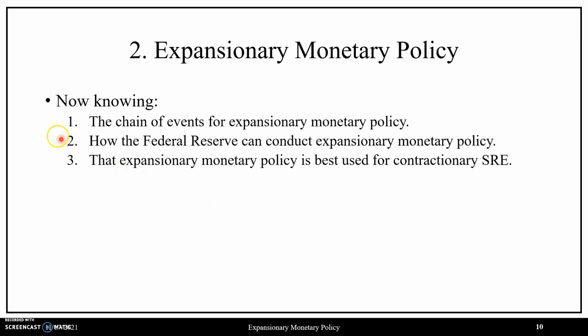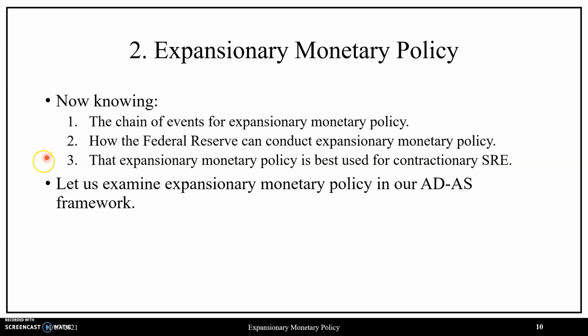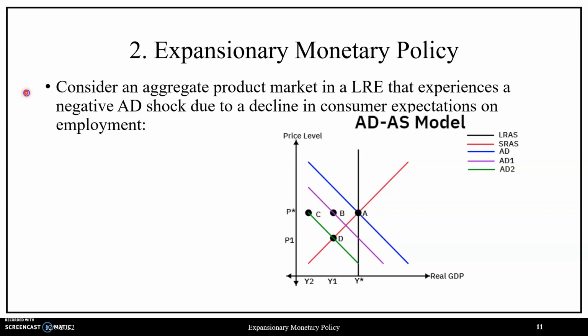So then, now knowing the chain of events for expansionary monetary policy, how the Federal Reserve can conduct expansionary monetary policy, and that expansionary monetary policy is best used for contractionary short-run equilibrium, let us examine expansionary monetary policy in our ADAS framework. So then consider an economy that's in a long-run equilibrium that experiences a negative demand shock due to a decline in consumer expectations on employment.